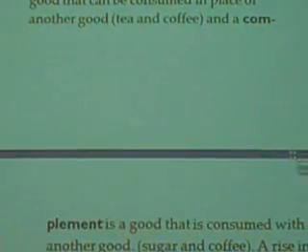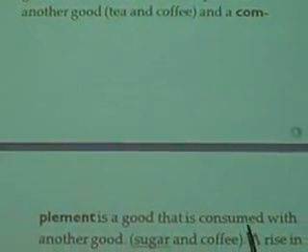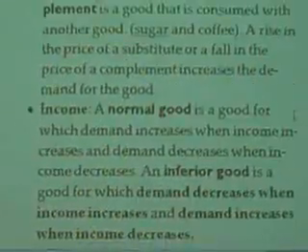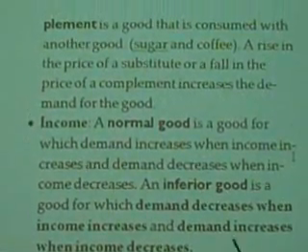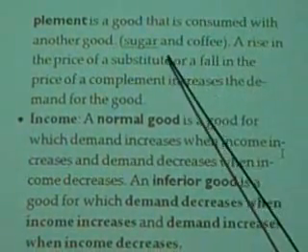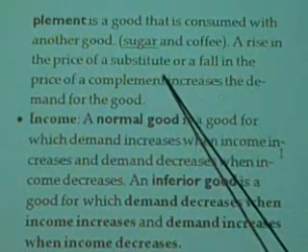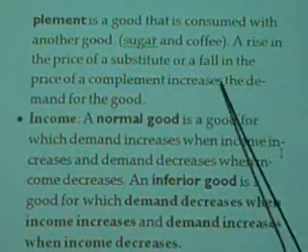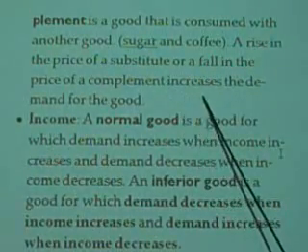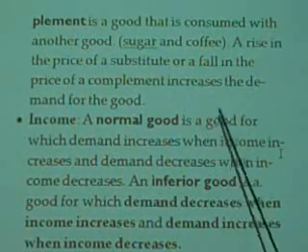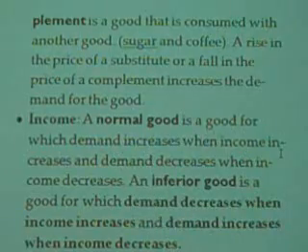And a complement. That is a good that is consumed with another good. I'll bring that up on the screen so you can see it a bit easier. A good that is consumed with another good, such as sugar and coffee. A rise in the price of a substitute or a fall in the price of a complement increases the demand for the good. Another factor is income.